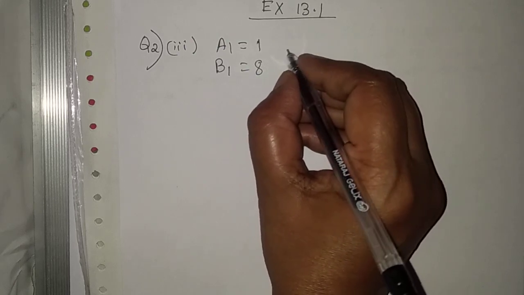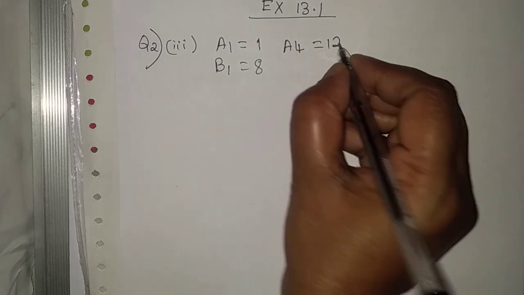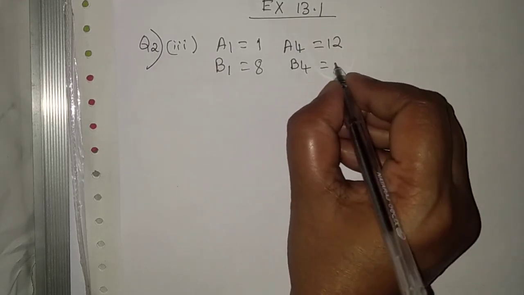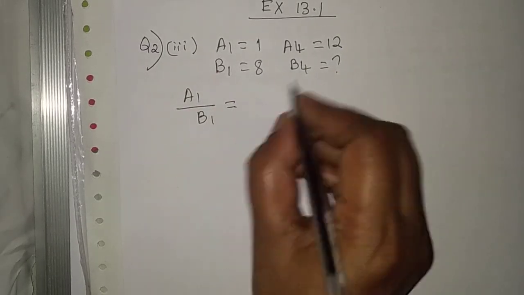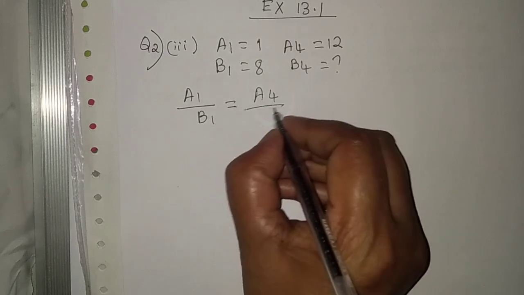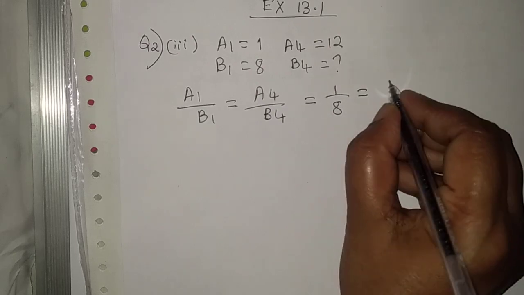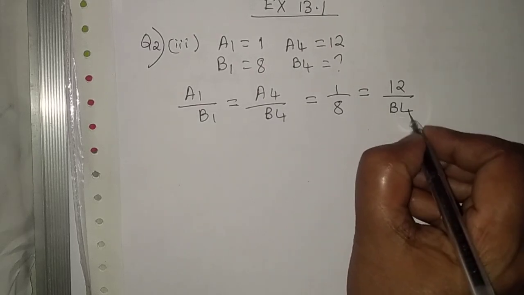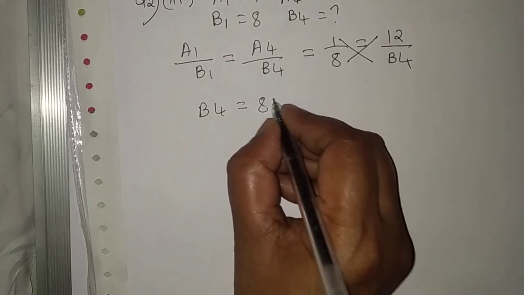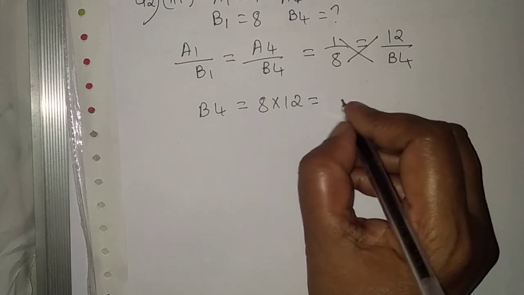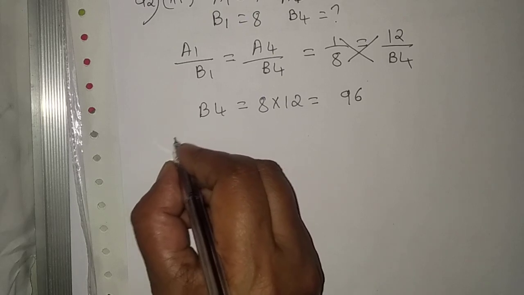Now we will take A4. A4 means how much we are having? 12 we are having. B4 is equal to how much? So therefore A1 by B1 is equal to A4 by B4, that is 1 by 8 is equal to 12 by B4. Now cross multiply this. So B4 is equal to 8 into 12. 8 into 12, how much do we get? That is 96.